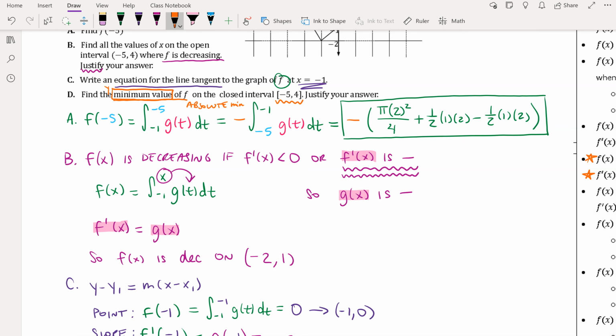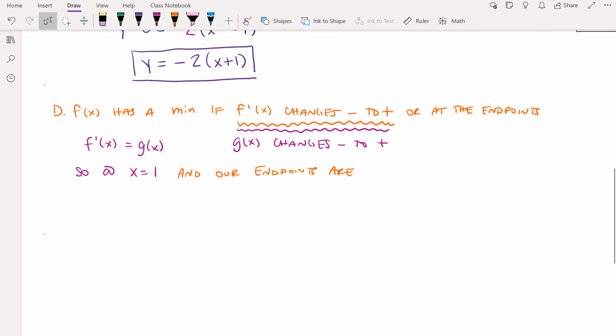So -5, 4 are at x equals -5 and x equals 4. That's where our endpoints are at. Okay, so what do we want? We want to find the minimum value of f.